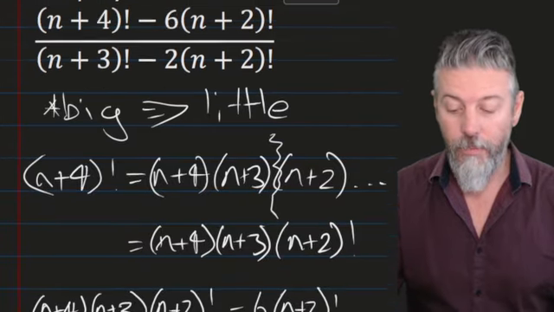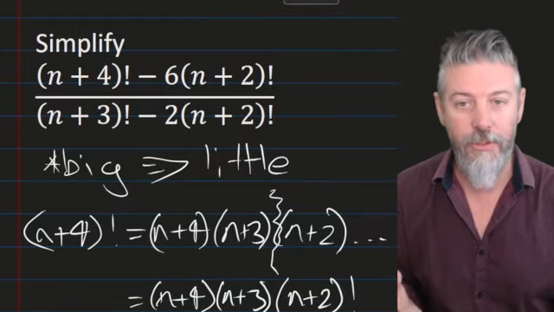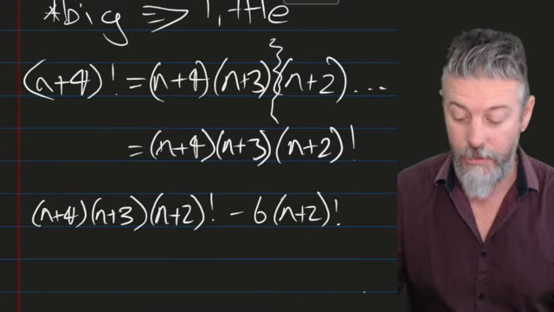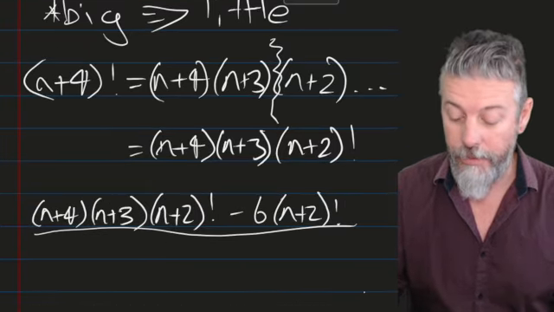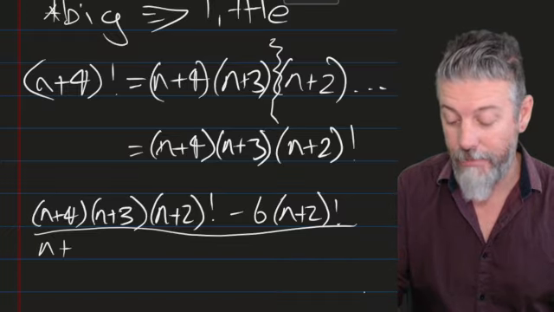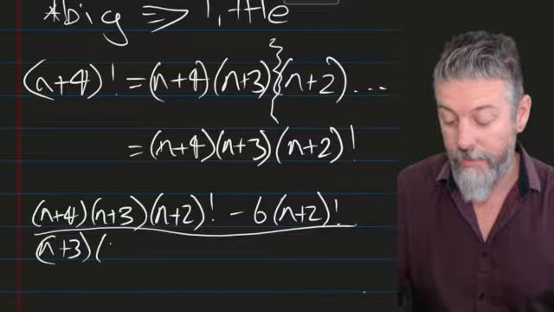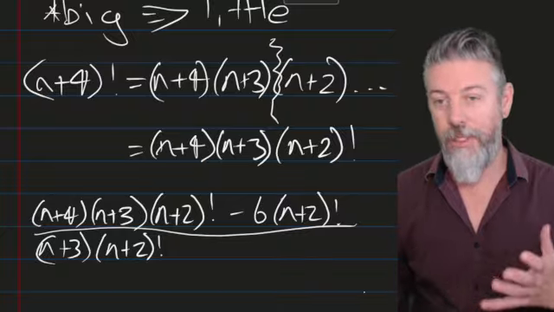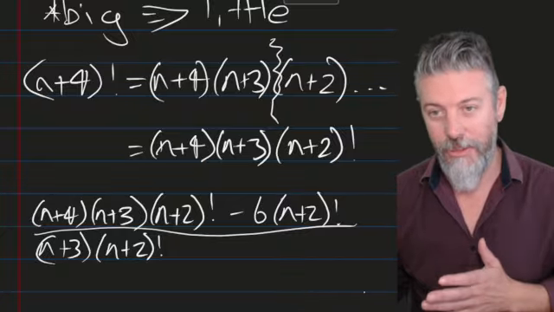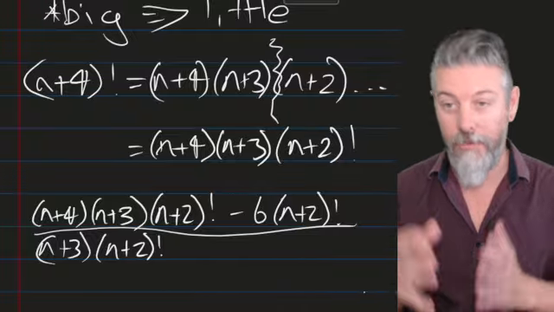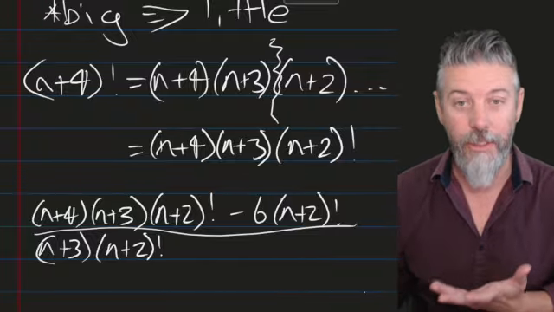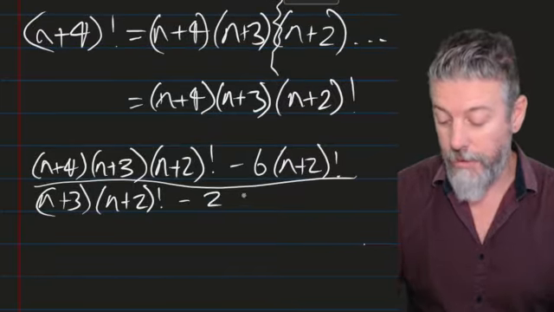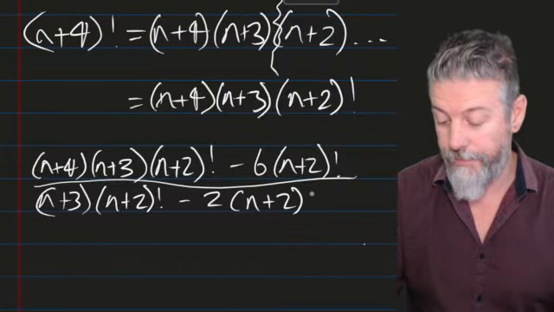On the bottom, we're in the same sort of situation. We've got an n plus 3 and an n plus 2, so we're going to make the n plus 3 look like the n plus 2. So again, we're going to change that to be n plus 3 times n plus 2 factorial. I've used that same process. N plus 3 factorial is n plus 3 times n plus 2 times n plus 1 and so forth. But I've chopped it off at the n plus 2 and rewritten it as a factorial. Now we're minusing 2 lots of n plus 2 factorial.